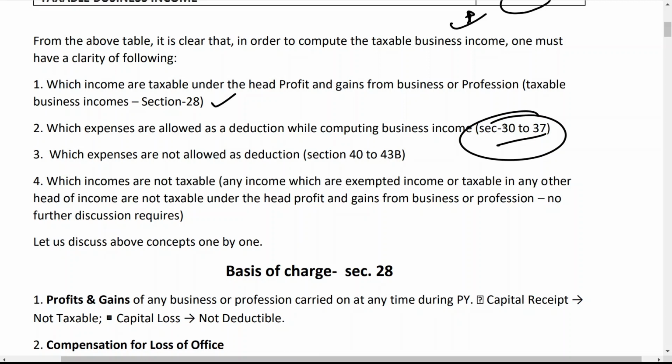Any income which is exempt, or taxable under any other head of income, is not taxable under the head profits and gains of business or profession. Obviously, if it is taxable under a different head, it is not taxable under the head PGBP. If income is exempted under section 10, then also it is not taxable here. So no further deduction discussion is required for those things.